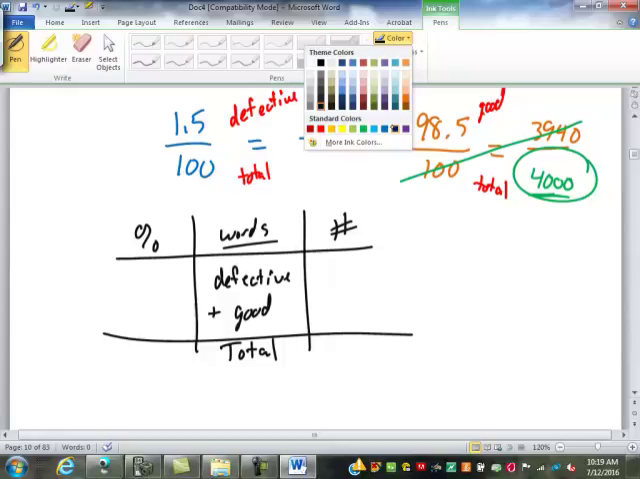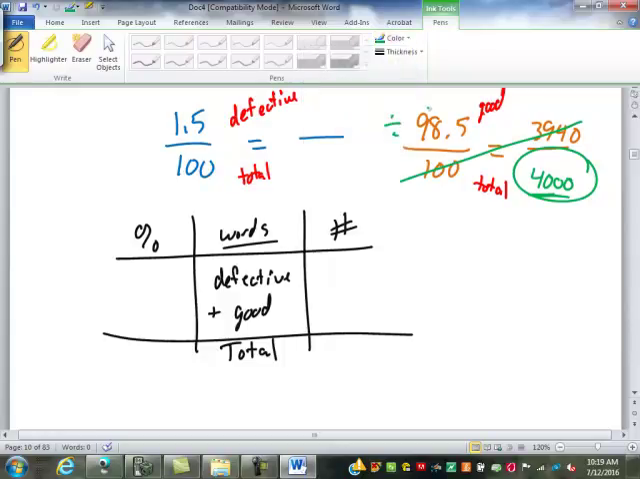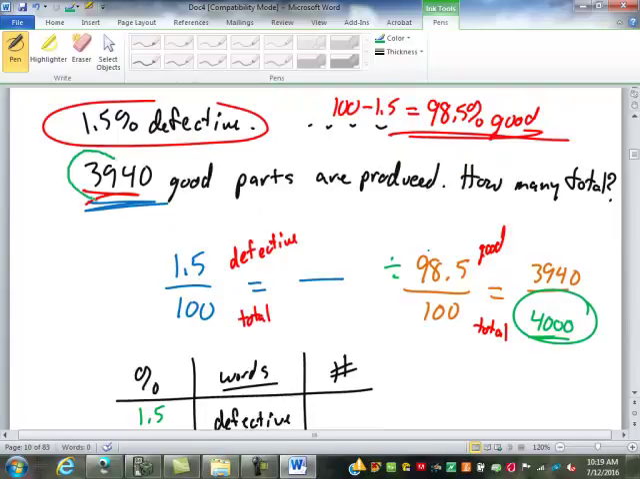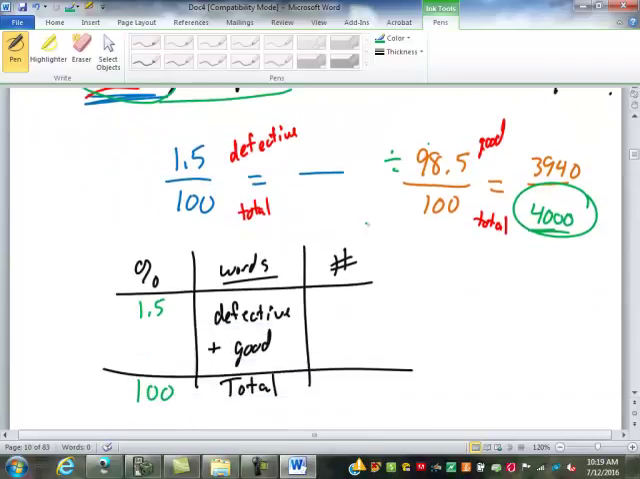On the percent side, I know the 1.5%. What does that represent? Defective, good, or total? Defective, 1.5%. Do I know anything else on the percent side? There's always one thing I know, even though it's not explicitly written out, and that is the 100. Where does the 100 always go? The total. Total or initial, if we have an initial amount, right? So the 100 goes there. The other number we know is the 3,940. That's going to go on the number side, and it's describing good parts.